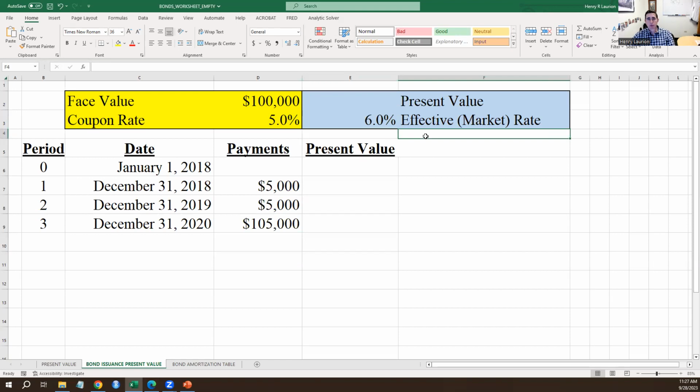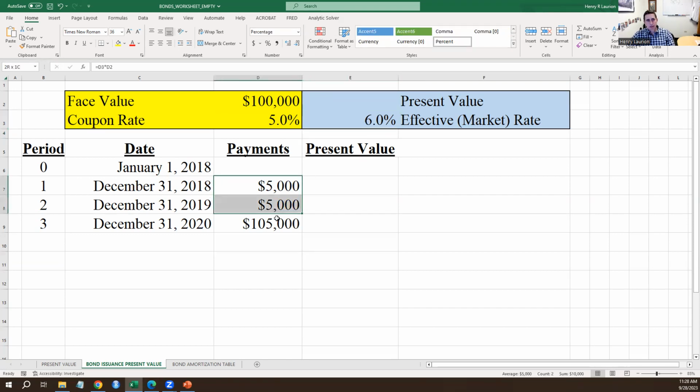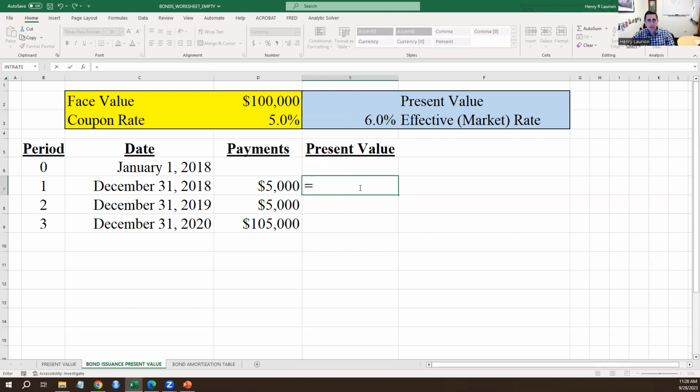This is the risk-return trade-off. Okay. And what investors do after they select an effective interest rate, they'll discount these cash flows using the effective interest rate that they've selected. So this $5,000 1 year from now, what is that worth using a 6% discount rate? Well, the formula is take the future value and divide it by 1 plus the interest rate raised to the power of the number of years away the payment is.